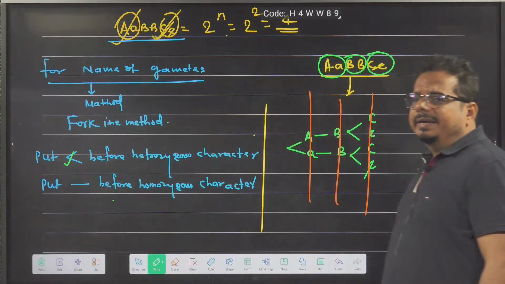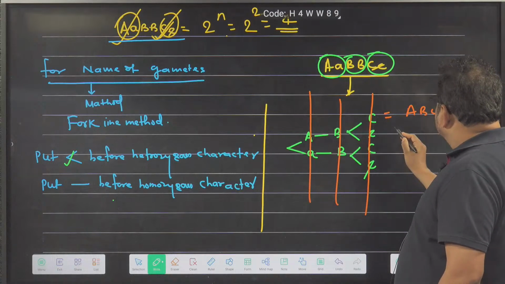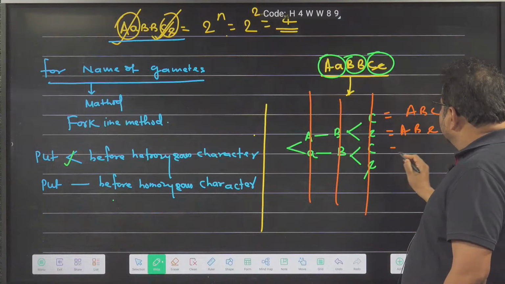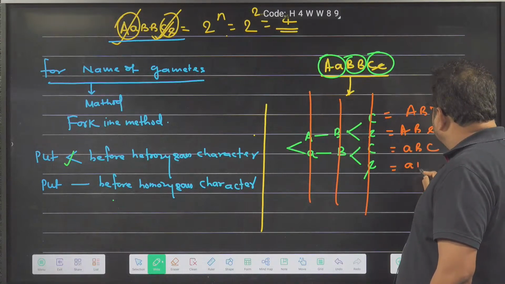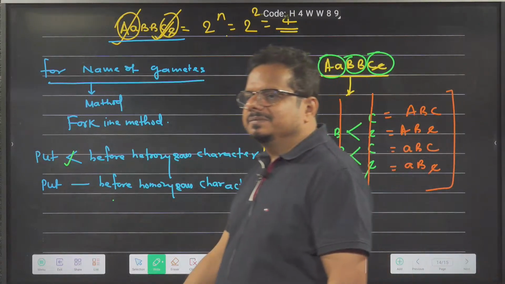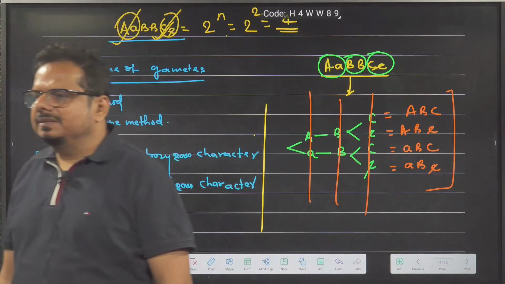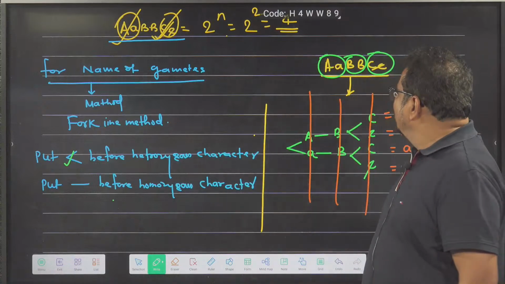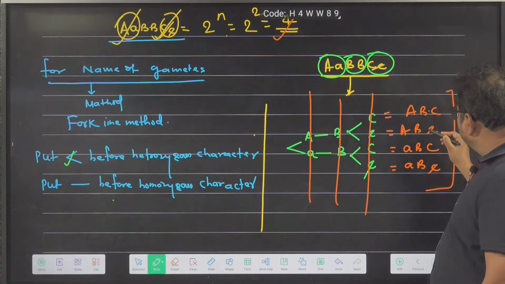Now I am going to read it. Capital A, capital B, capital C; capital A, capital B, small c; small a, capital B, capital C; small a, capital B, small c. These are the 4 types of gamete that came. Understood? Done? Clear? So I told here 4 types of gamete came.